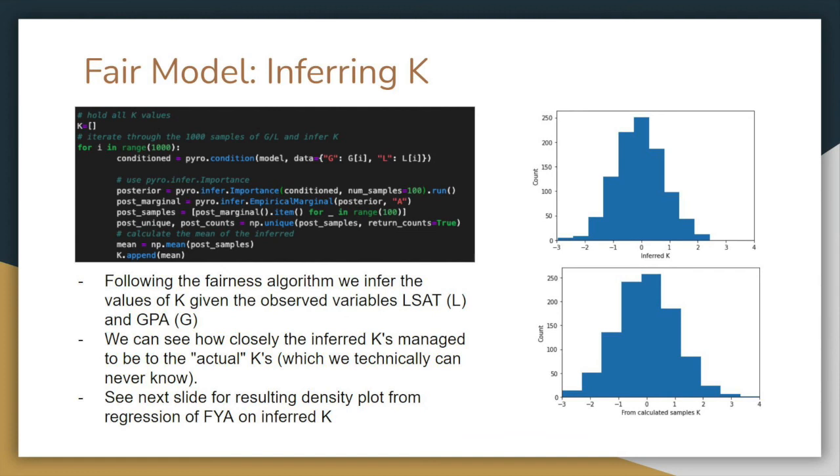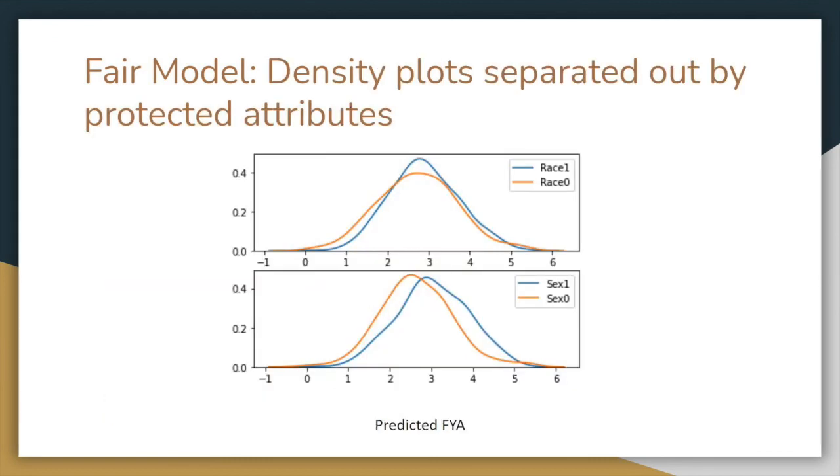So using this posterior distribution of K, we can now predict the first year average. This model is the level 2 model described in the paper. So here are the density plots for the first year average for our fair model. As you can see, the first year average is the same for race equals 1 versus race equals 0, and when sex equals 1 or sex equals 0.